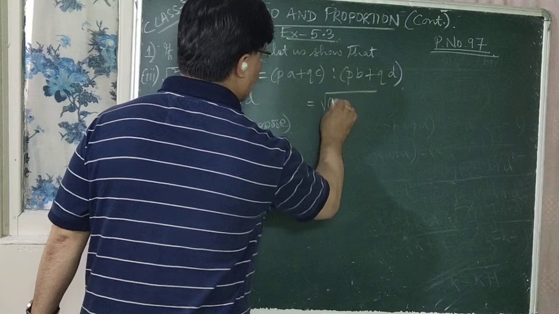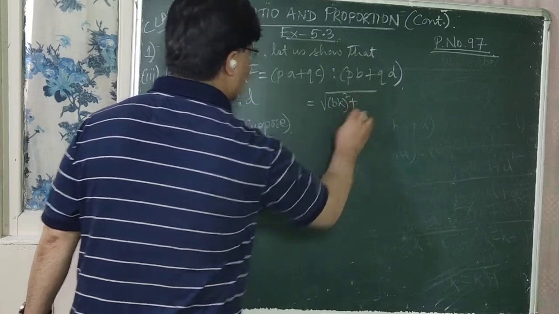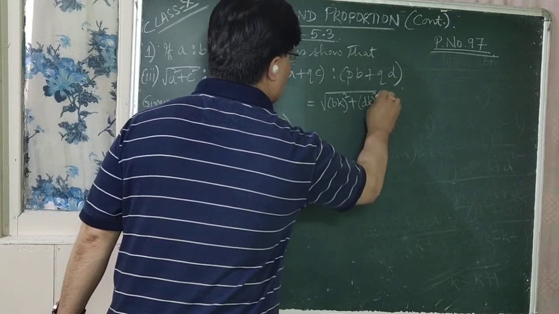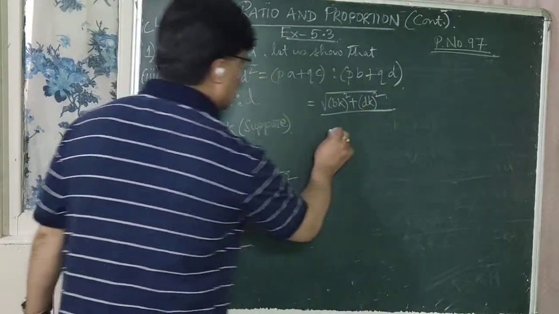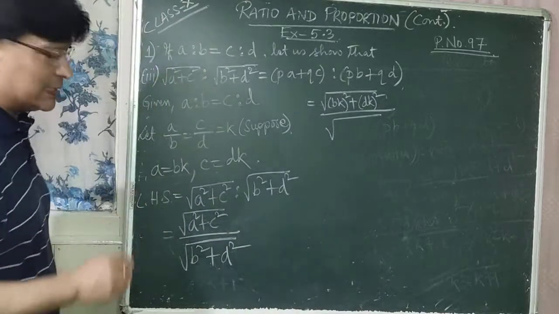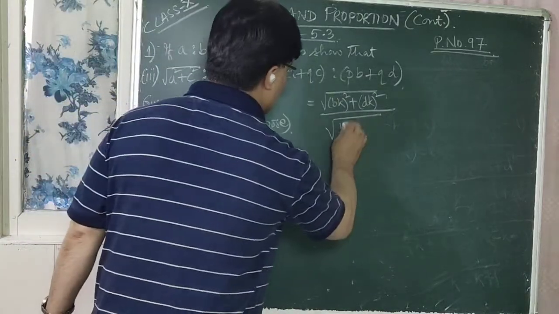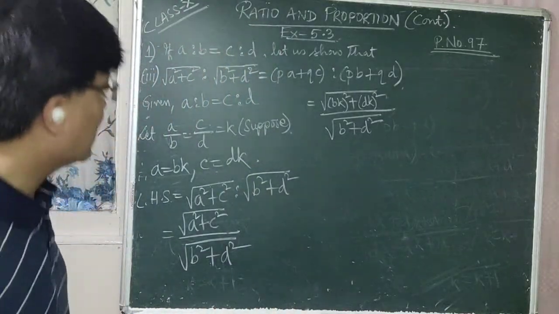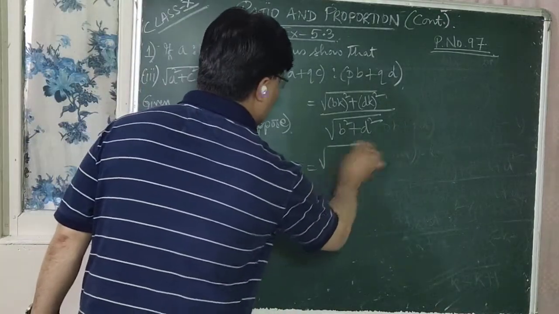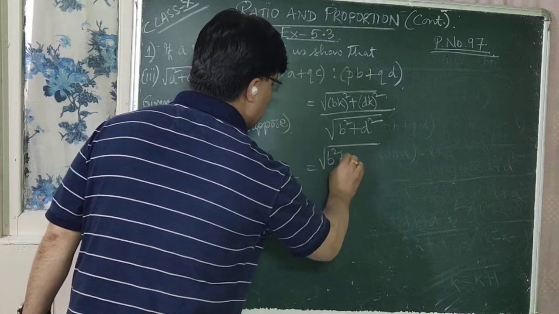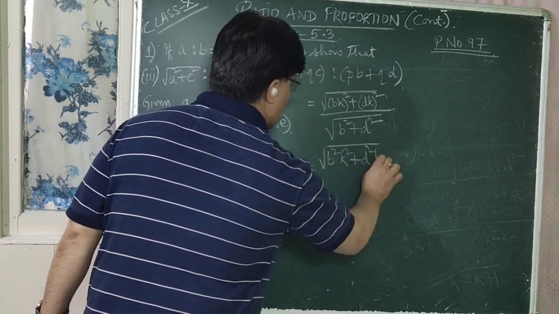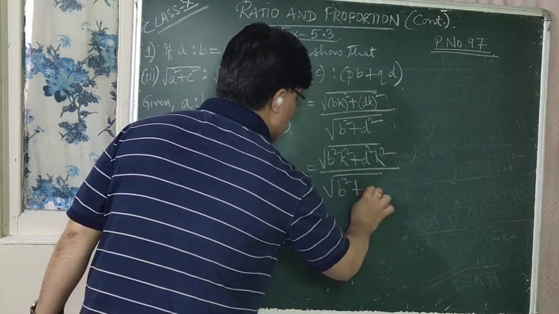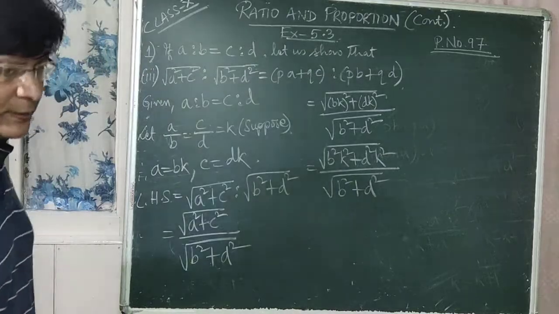BK whole square plus, what is C square? DK whole square, right? So it is your DK whole square divided by, keep the denominator as it is, that is root over B square plus D square. So it is B square plus D square. Okay. So it is equal to root over, now it is B square K square plus D square K square whole, divided by root over, this is your B square plus D square.